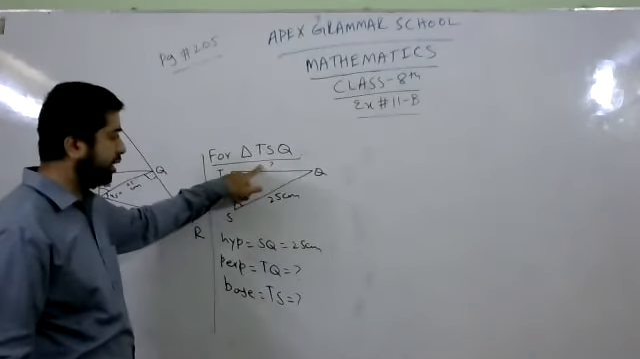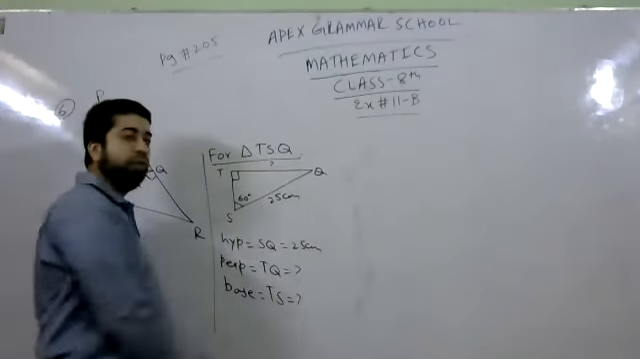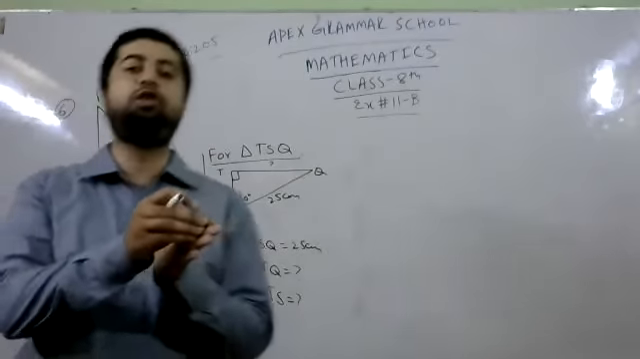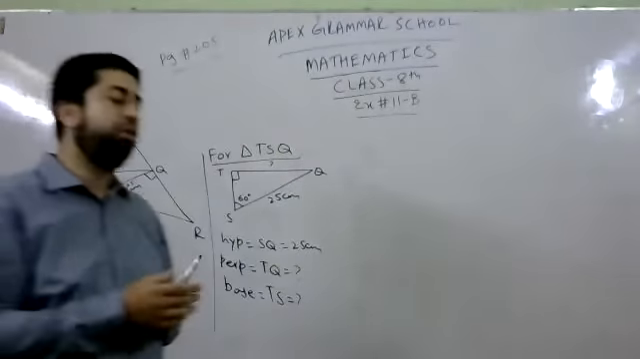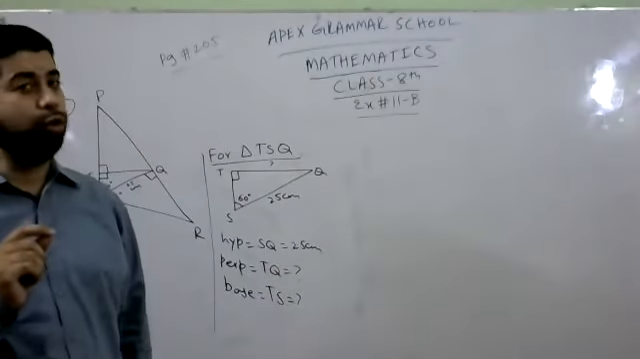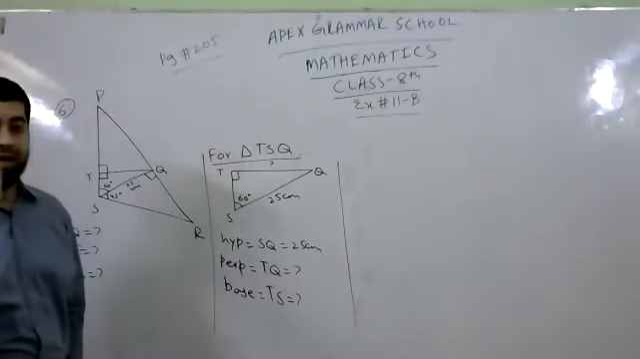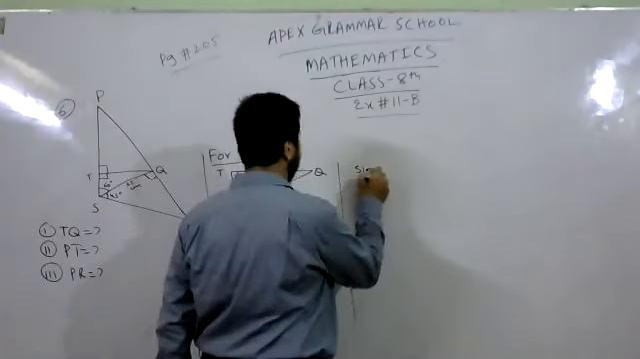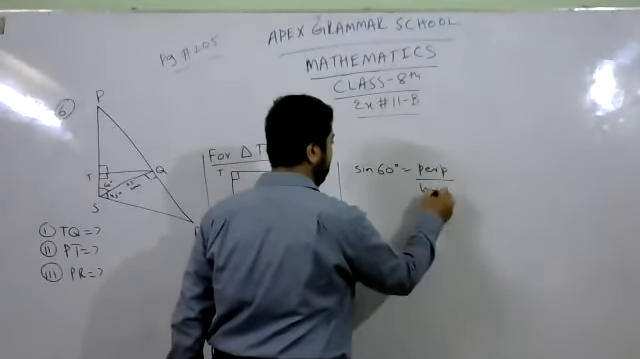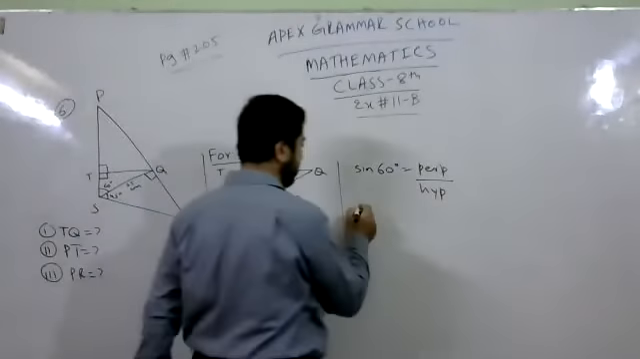We need to find the value of perpendicular, and we are given the hypotenuse, SQ. So perpendicular and hypotenuse, we need to use. Now think about this situation. Which trigonometric ratio do we need to use here? For perpendicular and hypotenuse, we have sine. So sine of basic angle 60 is equal to perpendicular over hypotenuse. The value of sine 60 is 0.866.